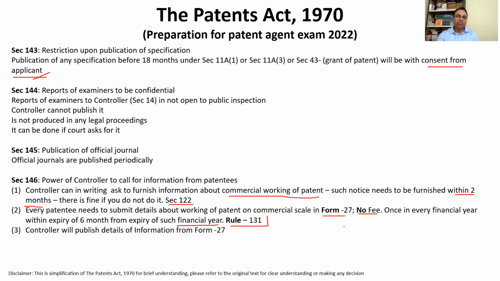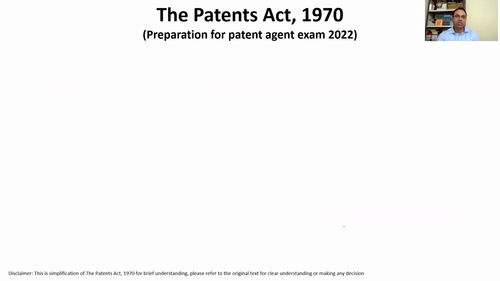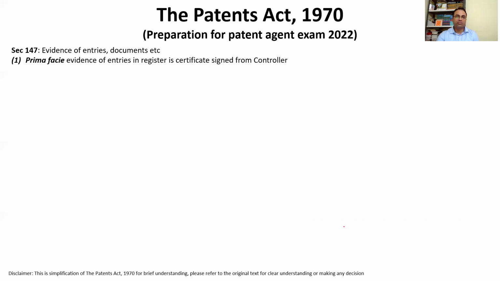Controller publishes details and information in Form 27. Section 147, evidence of entries, documents, etc.